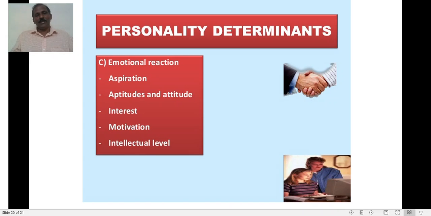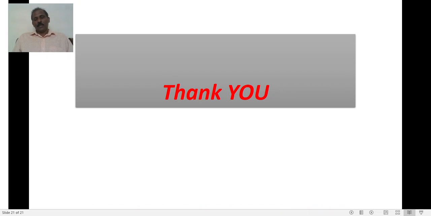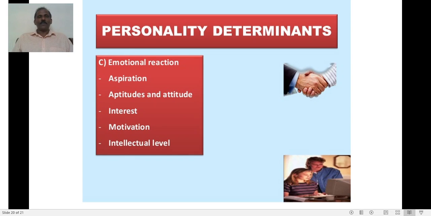Then interest. Say some building: for a common man it is just a building, but for a person having artistic interest, or for an architect, it is a big place for their research and study. Then motivation is the rate at which you are motivated or you motivate others. Then intellectual level, IQ level. And the next one, the socialization process.